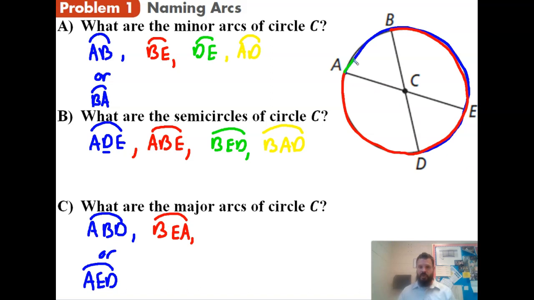Got a few more. We could go A, B, D. Whoops, wait a minute. We already did that one. This gets a little tricky just with things overlapping. Let's try that again. We could go D, A, B. Sorry, D, A, E we'll go with.